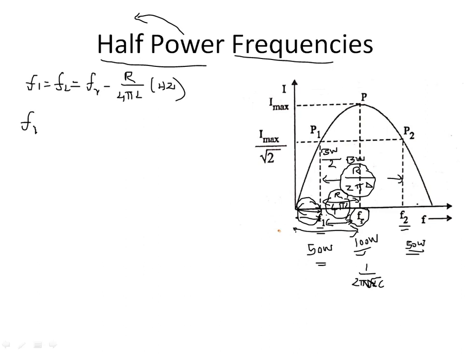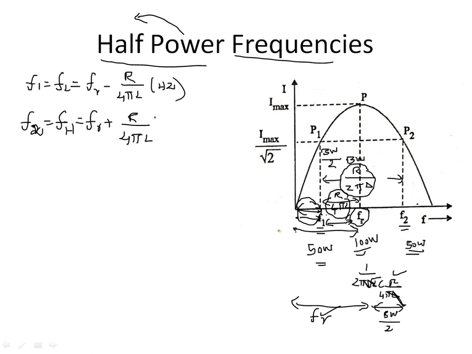Similarly, F2 is nothing but, from the origin this distance is Fr. From Fr we have half of the bandwidth. Half of the bandwidth means R by 4 pi L. So what is the value here? Fr plus R by 4 pi L. So F2 or FH, that is the upper cutoff frequency, is equal to Fr plus R by 4 pi L hertz.